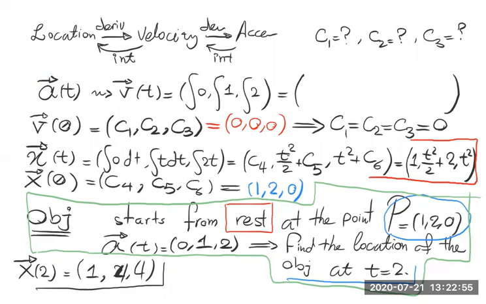I can erase these things and write it again. The integral of 0 would be 0 plus a constant. The integral of 1 would be t plus a constant. The integral of 2 would be 2t plus a constant. I want to find these constants.